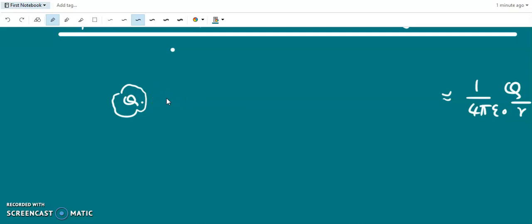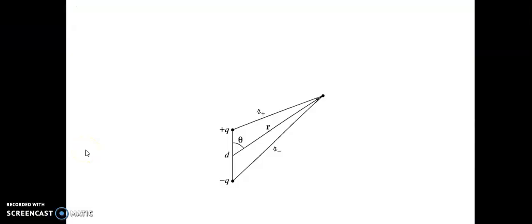So if the total charge is 0, then the potential at a large distance is not equal to 0, but it is approximately equal to 0. So, even though there is a charge, we know that at very large distance, the potential is approximately 0, or very, very small, even if this q is not 0. Okay. And now consider an electric dipole.